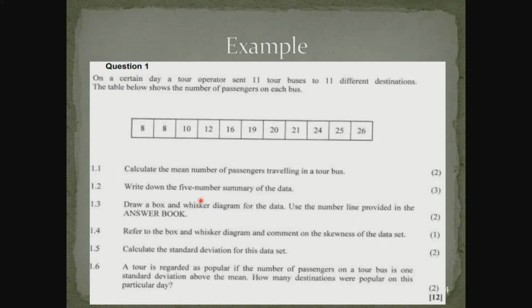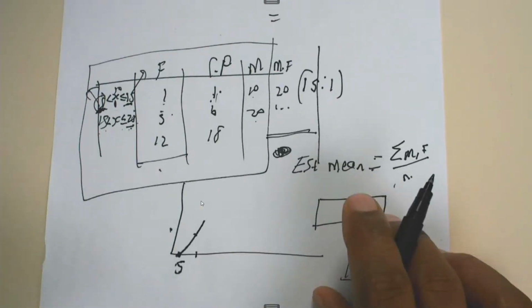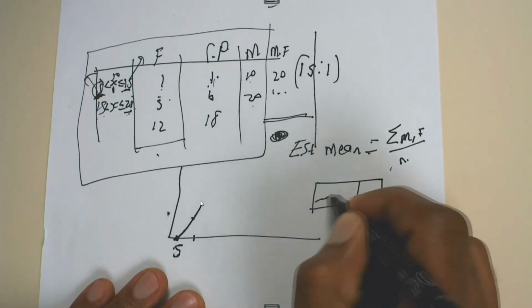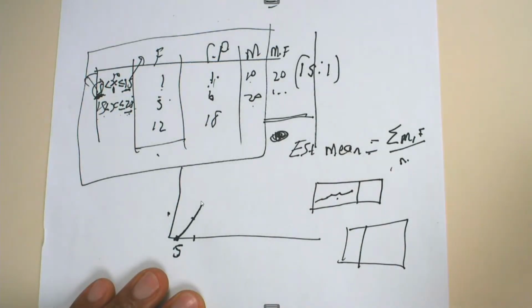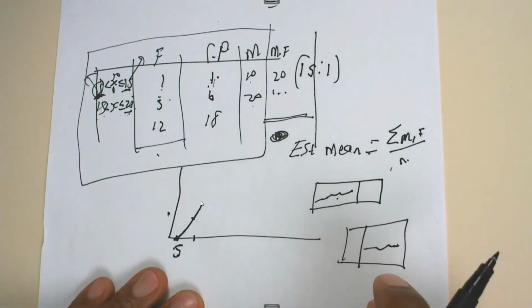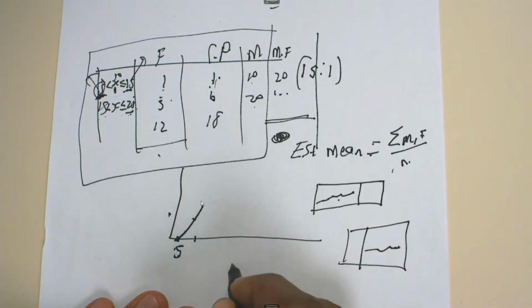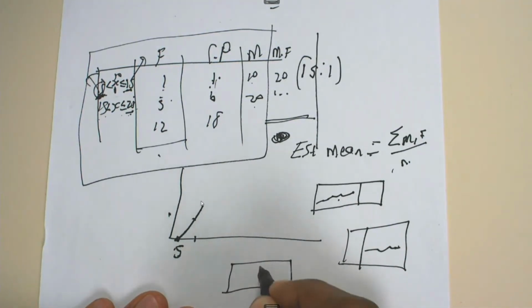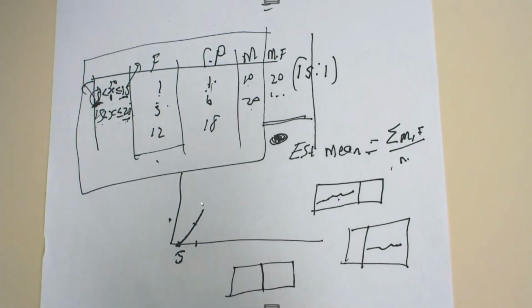Remember your data can be skewed to the left or skewed to the right. Very important. If the data is more on the left, then the data is skewed to the left. If the data is more on the right, then it is skewed to the right. Those are the two that you need to remember. The more data is on this side, the data is skewed to the left. More data is on this side, the data is skewed to the right. But if both sides are equal, then we say the data is symmetrical. Please keep that in mind.